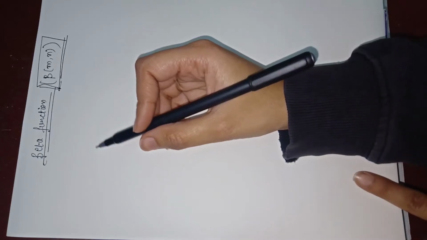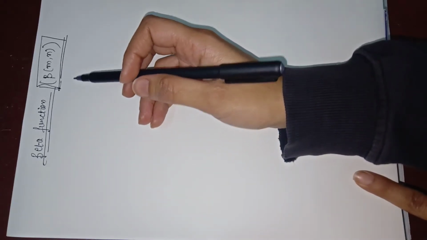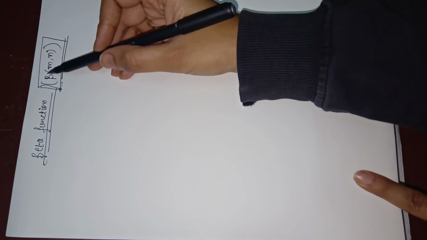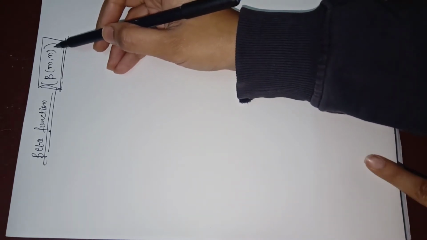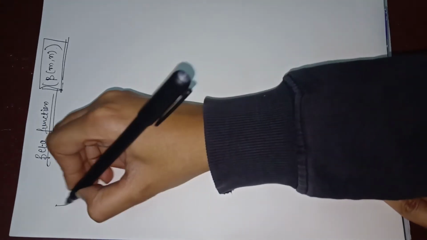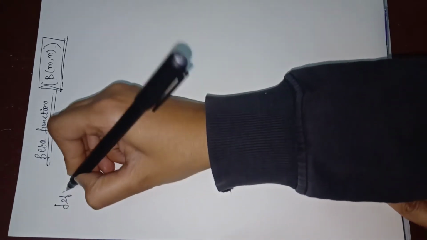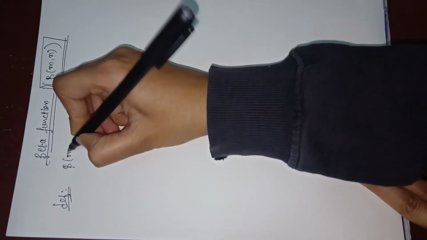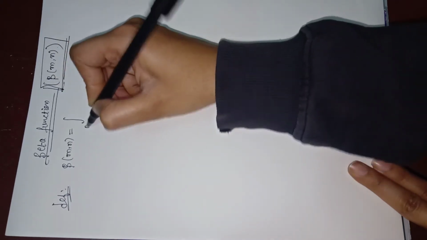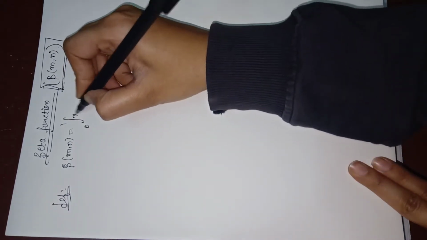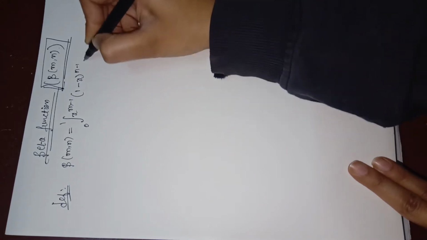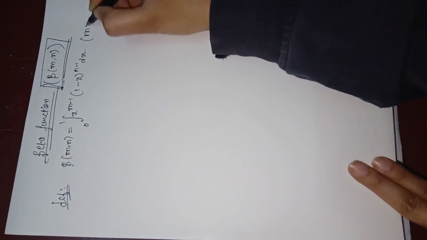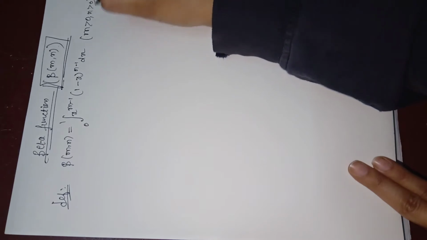This is my next video lecture, and this is on the beta function. It is represented as beta, and there are two parameters, m and n. So what is the definition of the beta function? Beta(m, n) is equal to the integral from 0 to 1 of x raised to the power m minus 1, times 1 minus x raised to n minus 1, dx. And m should be greater than 0, n should be greater than 0.